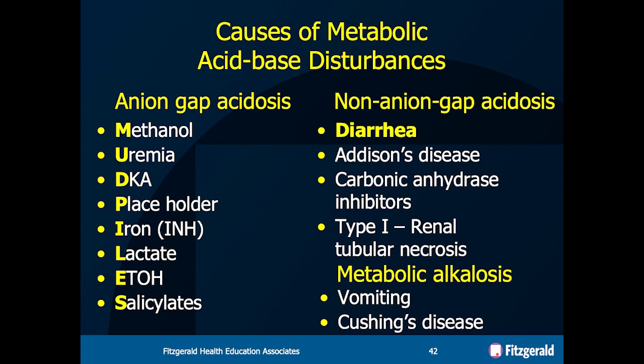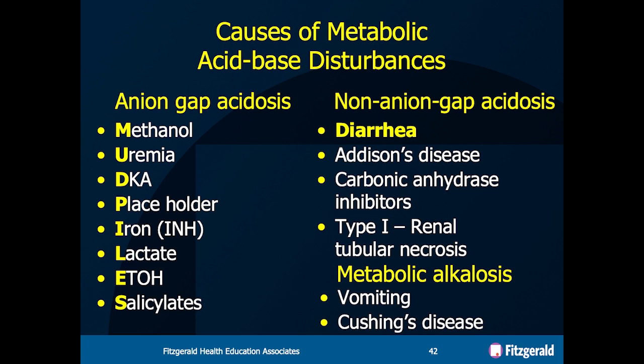So methanol, uremia, DKA, placeholder, iron, lactate, alcohol, or salicylates. So if my patient has an anion gap metabolic acidosis, think of MUDPILES: methanol, uremia, DKA, iron, lactate, ETOH, salicylates. If my patient has a non-anion gap metabolic acidosis, the first thing you should be looking for is diarrhea. Other things you can be looking for are Addison's disease, carbonic anhydrase inhibitors.